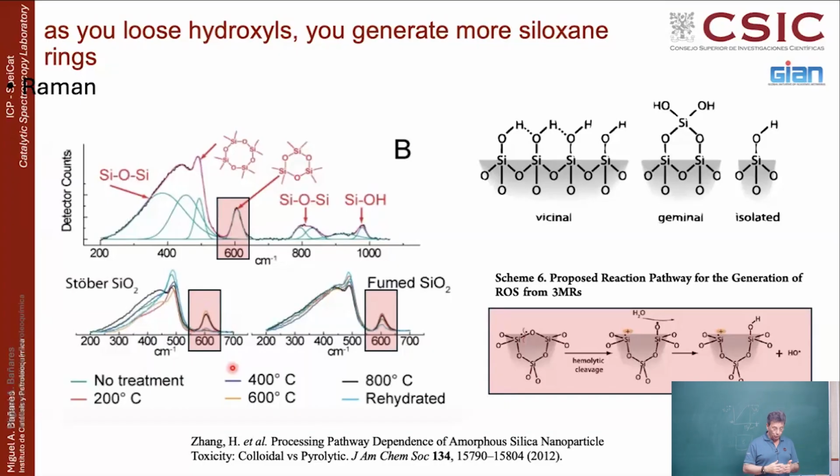Or what you can do is a Raman study increasing the temperature of a precipitated silica. Precipitated silica is made by hydrothermal synthesis, so it will be quite hydroxylated, and then what you can do is increase the temperature and see what happens with this silica and compare with silica prepared at very high temperature.